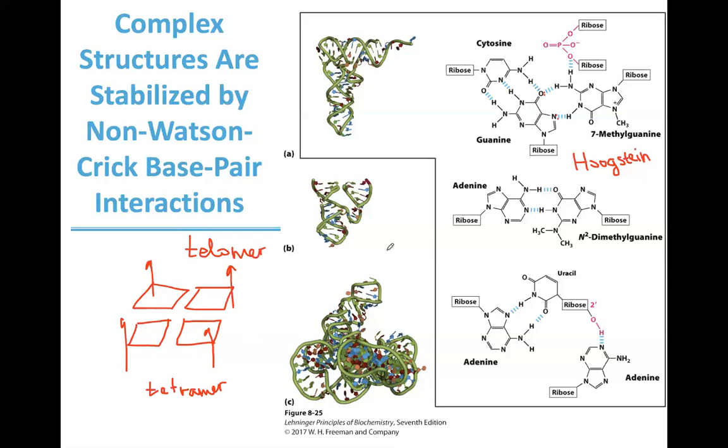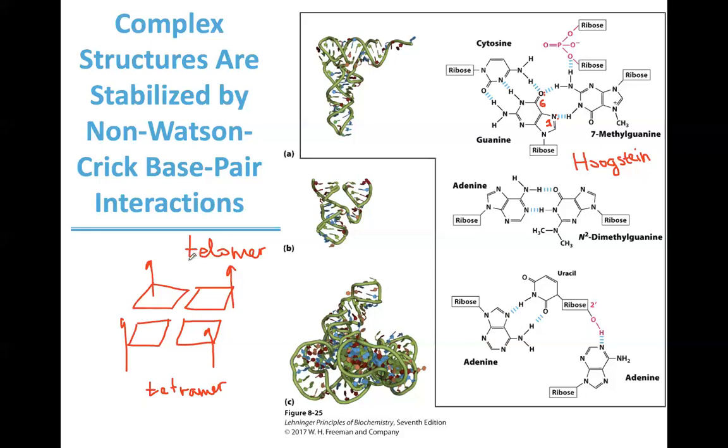Hoogsteen is a non-canonical base pairing, specifically involving the nitrogen 7 and oxygen 6, because both of these are hydrogen bond acceptors, so they can form hydrogen bonds with hydrogen bond donors.